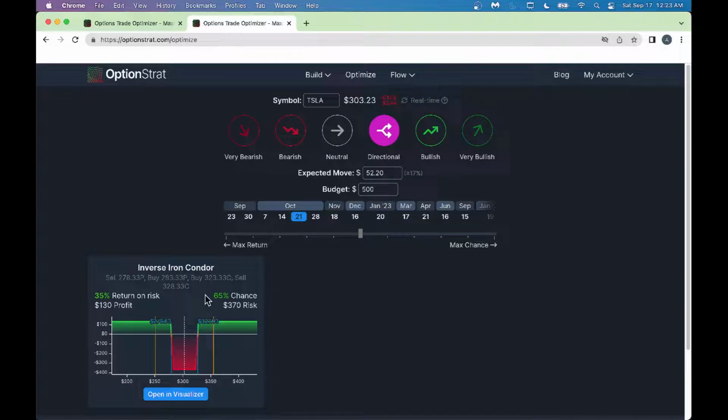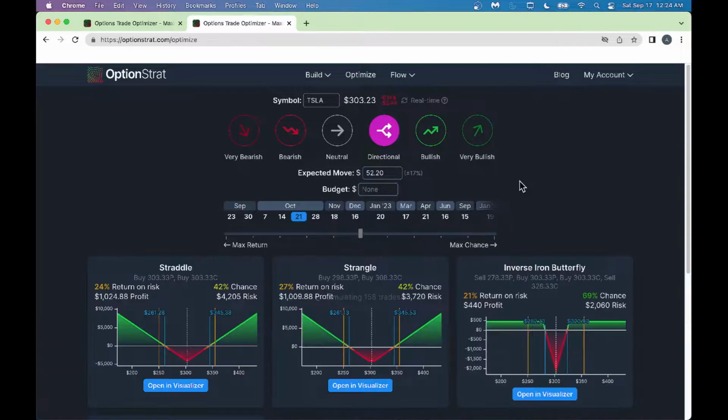It tells you can do an inverse iron condor, which is a good strategy, because as long as Tesla stays below this price, 279, and above 326, you'll make money. Tesla is known to jump. And if you remove your budget here, you'll get more strategies. As you can see here, you get a lot more strategies.